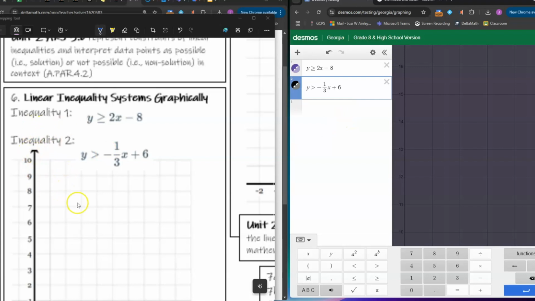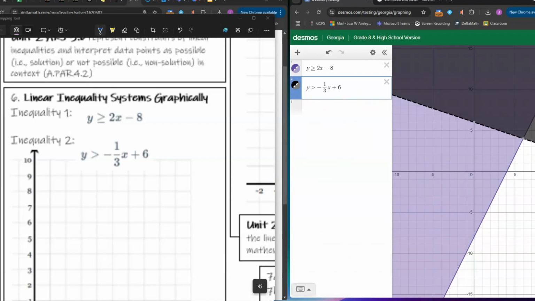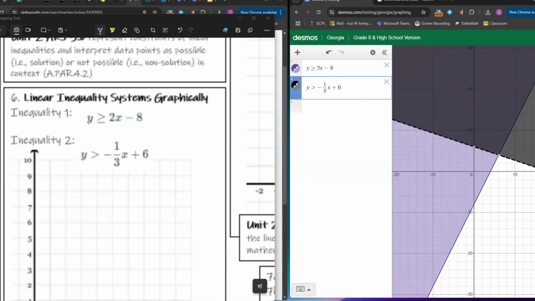So we have two inequalities. We're going to put them on this graph right here and then shade it. And right now it looks like a hot mess. So I'm going to press home for it to kind of zoom out. If that doesn't work, just zoom out and zoom in.